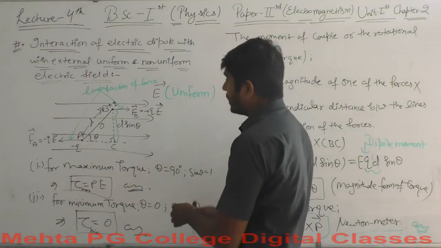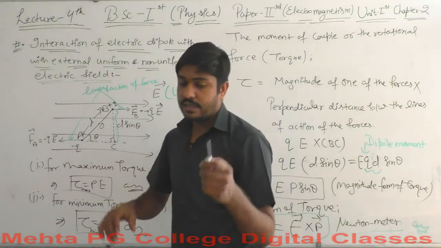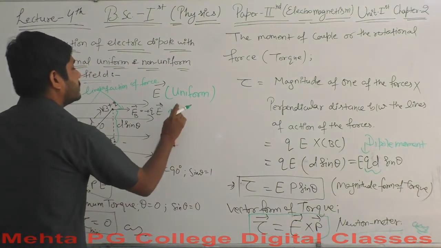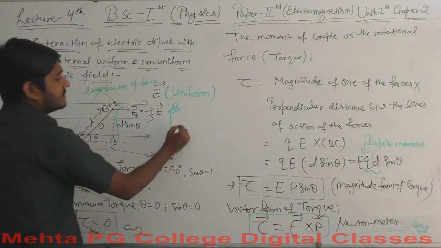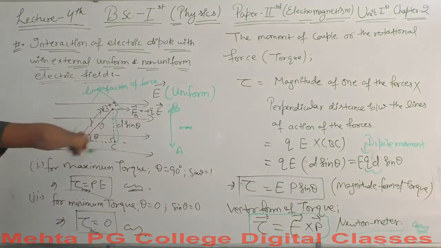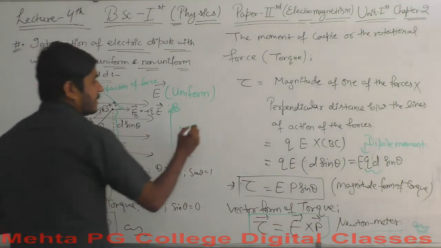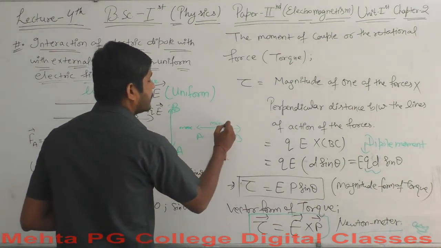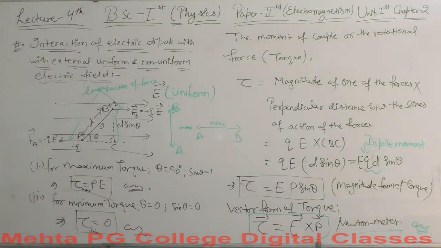When theta is equal to 90 degrees, it means that this is the position, that according to this field, the dipole must have this direction. This is for the maxima. And for the minima, how does the dipole get placed? The dipole should be placed in this position, making an angle of 0 degrees. So this will be the minima of the torque here. Okay, so I hope that you got the answer here.